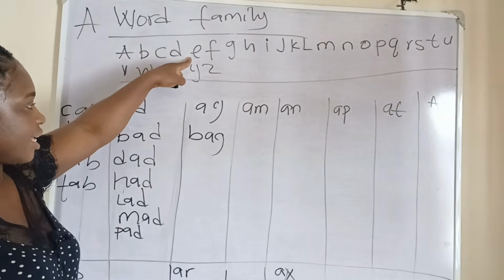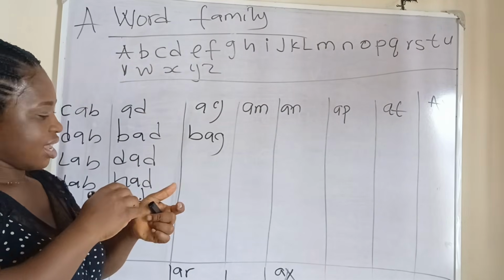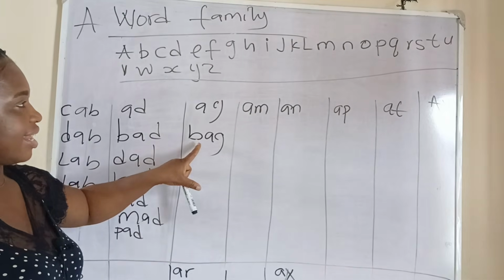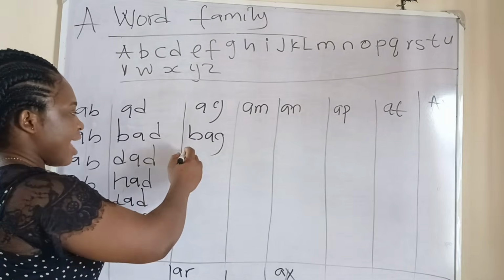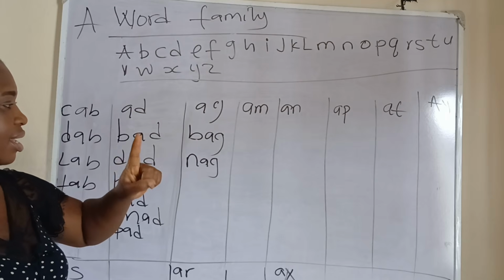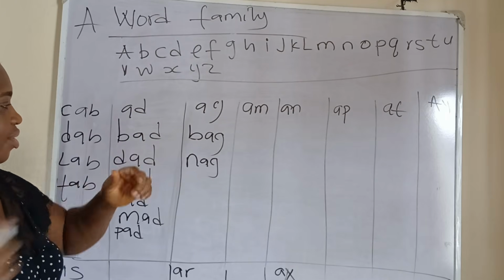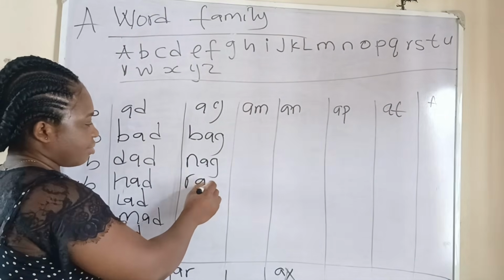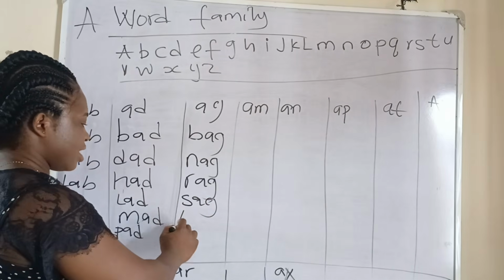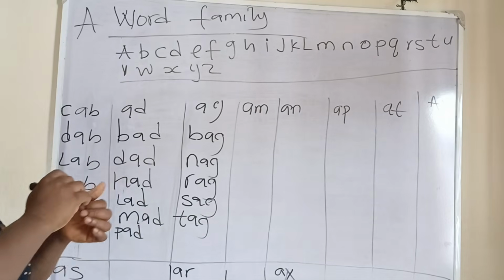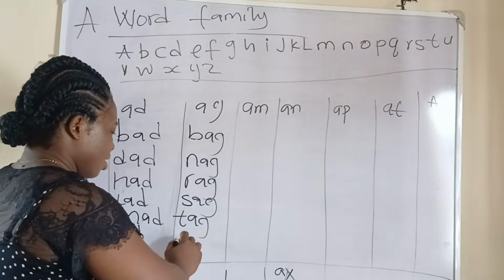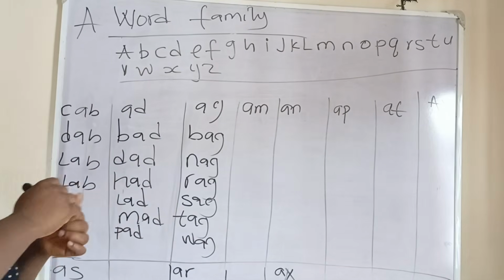Okay, we add E, F, G, H, I, J, K, L, M, N, we have nag. Okay, we go to O, P, Q, R, we have rag. Okay. Now S, we have sag. All right. We have T, we have tag. All right. We move to U, V, W, we have wag. Okay. And X, Y, and Z.